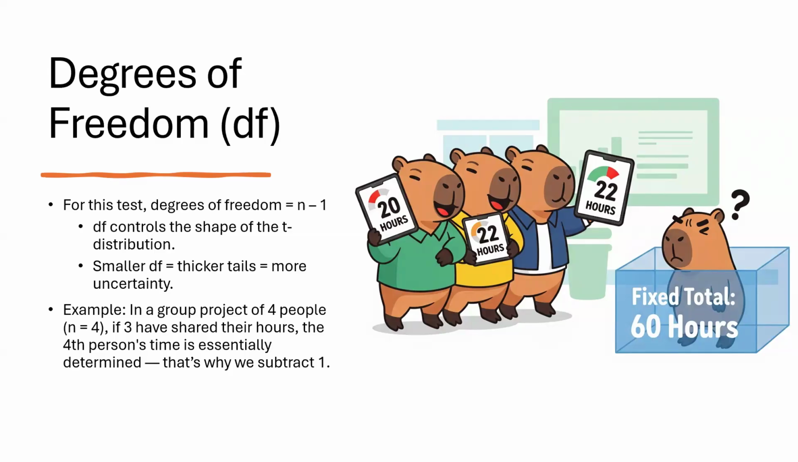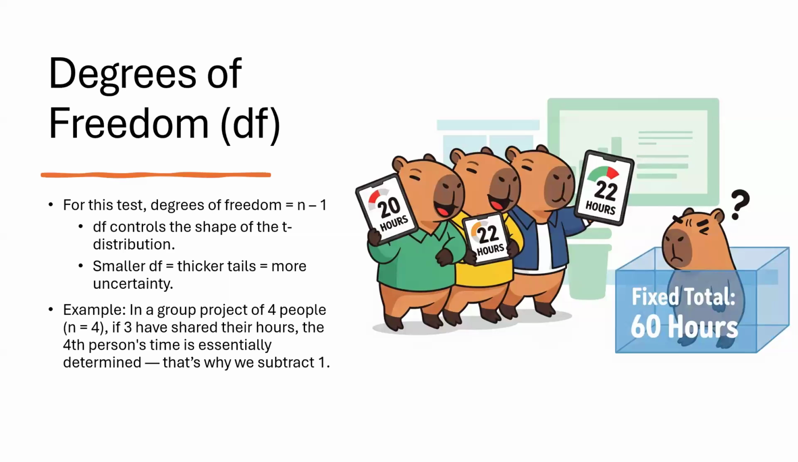Let me give you an analogy you might relate to. Imagine you're working on a group project with 4 people. You all have to track your hours and report them. If 3 of you have already logged your time and the group total is fixed, that last person's hours aren't really free to vary anymore. Their value is already determined by the group average. That's why we subtract 1.